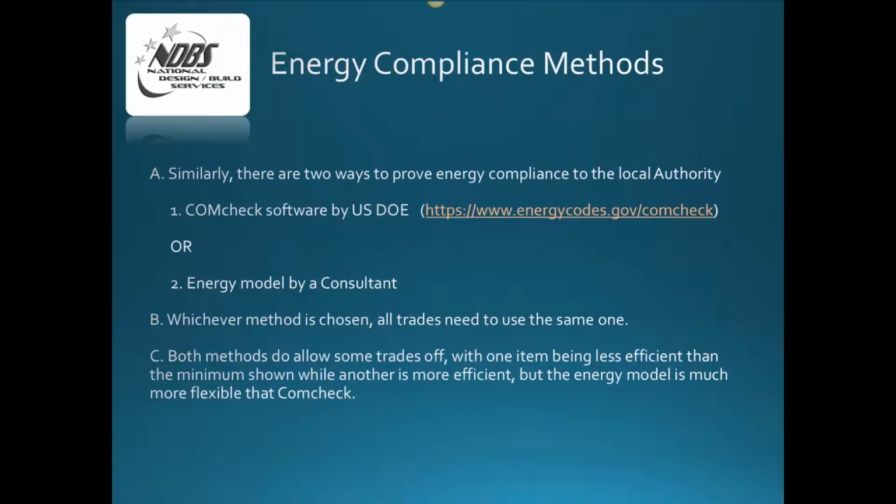So like we talked about, there's two types of compliance methods. You can either use the ComCheck, which within ComCheck you can select either the energy code or ASHRAE, or you can have an energy consultant do an energy model. So whatever section you choose, you just have to make sure that all of the trades, architect, mechanical, electrical, they all need to use the same version or the same compliance method, because they do differ slightly. And what the authority having jurisdiction is looking for is that a building meets or exceeds a base level. So you need to make sure that the base you're working off of is similar.